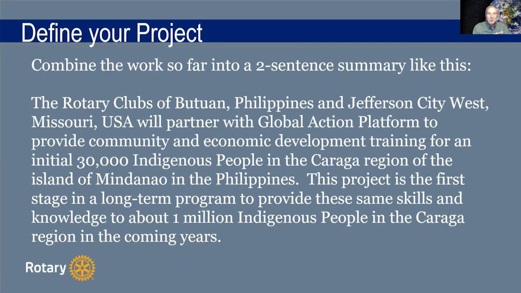So the Rotary clubs of Butuan, Philippines, and Jefferson City West, Missouri, will partner with Global Action Platform, that's a cooperating organization, to provide community and economic development training for an initial 30,000 indigenous people in the Caraga region of the Philippines. This project is the first stage in a long-term program to provide these same skills and knowledge to about 1 million indigenous people. This is a big deal. And it's a pretty big project.